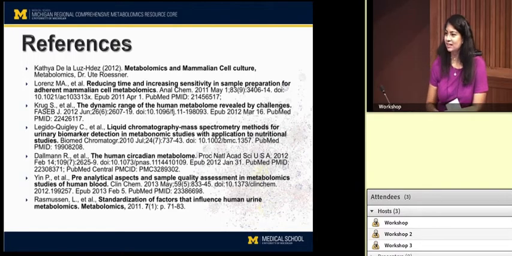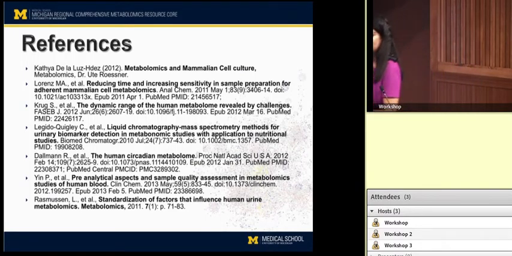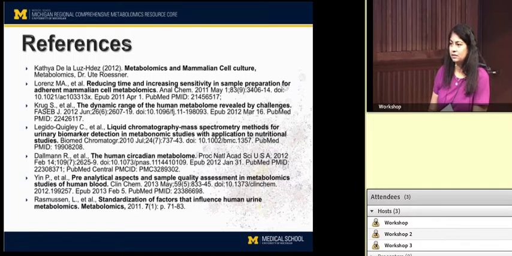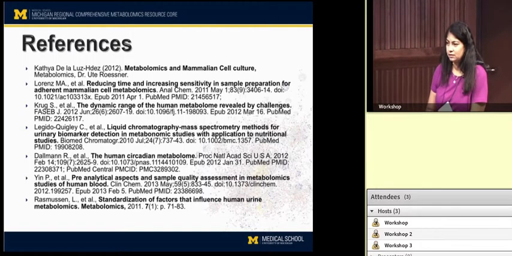Can you tell me a little bit more about serum versus plasma, and maybe platelet-rich plasma or pro-plasma? How much of a difference do those platelet-derived factors make in affecting metabolomics results?